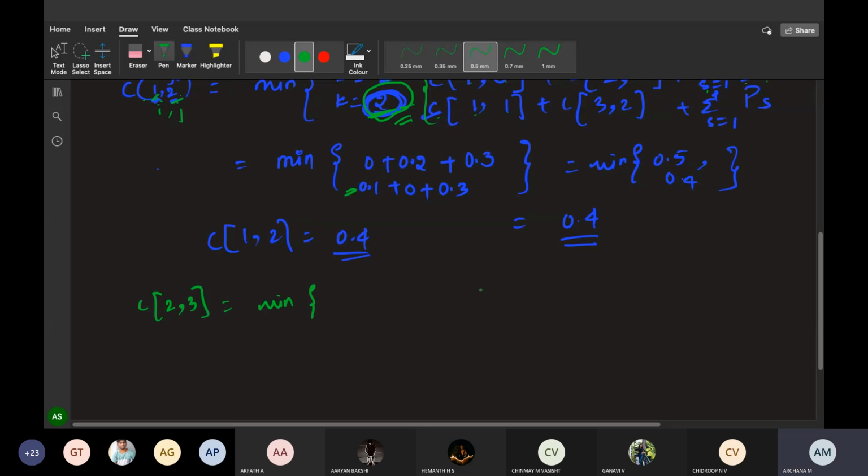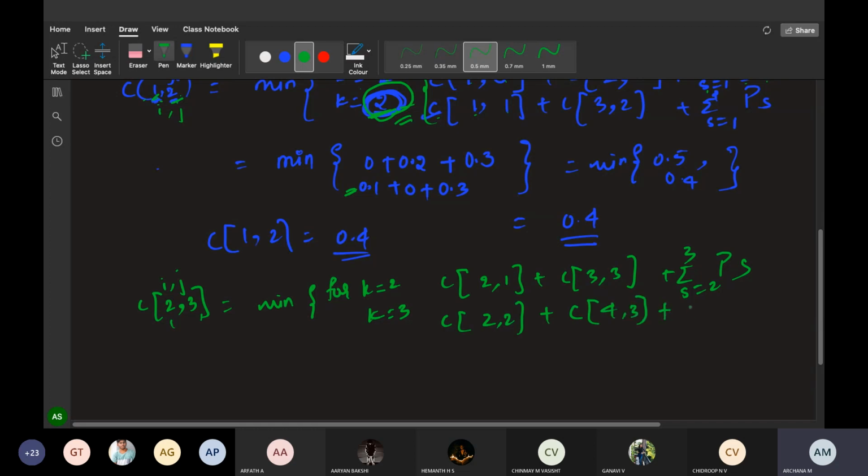Okay, now minimum of what? We have to find out for k equals 2 and k equals 3. You have to find out two values. This is i and this is j. Find out the values. What will you get now? When k equals 2, C of 2 comma 1 plus C of 3 comma 3 plus sigma of PS for s equals 2 to 3, and then C of 2 comma 2 plus C of 4 comma 3 plus sigma of PS for s equals 2 to 3.